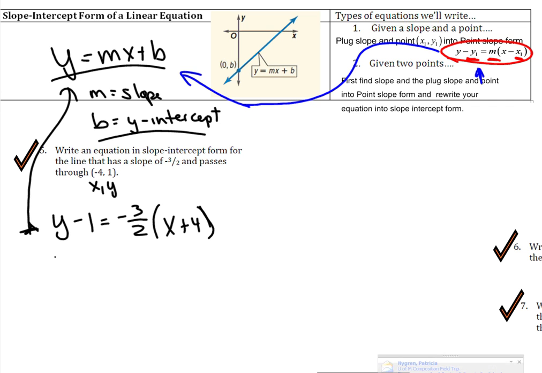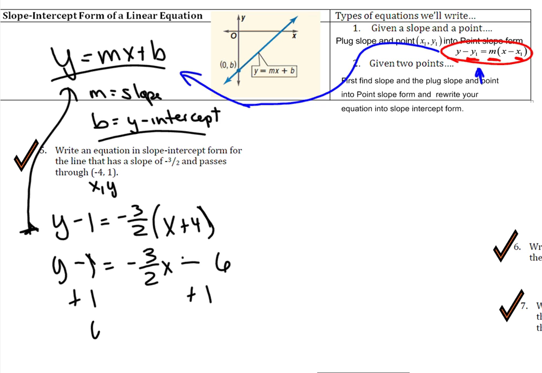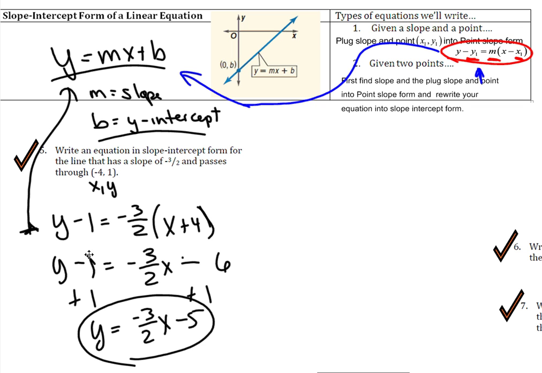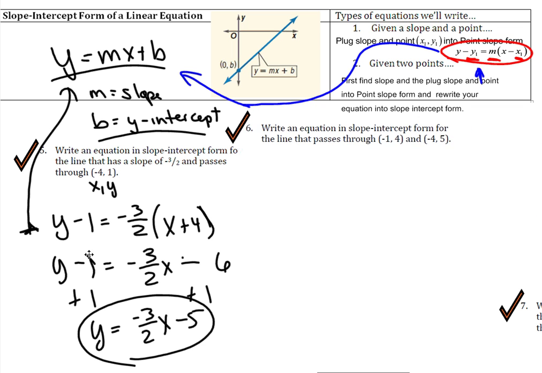So now make this look like this. You gotta do a little algebra here. So you have y minus 1 equals -3/2 x plus -6. Okay, so that's just a fancy way of saying -6. So now add 1 to both sides. So y is going to equal -3/2 x minus 5. There's slope-intercept form. Slope is still the same. It's just where does it cross the y-axis.